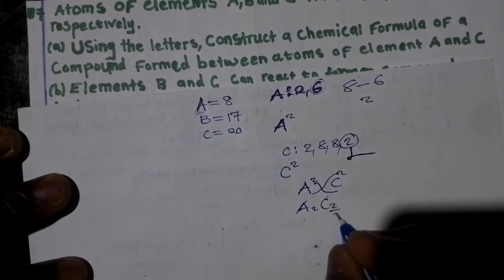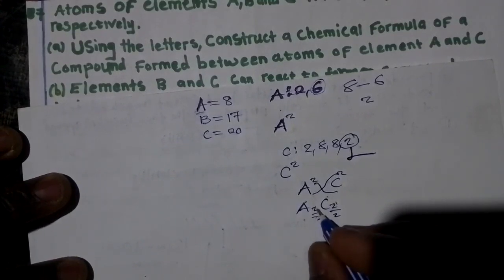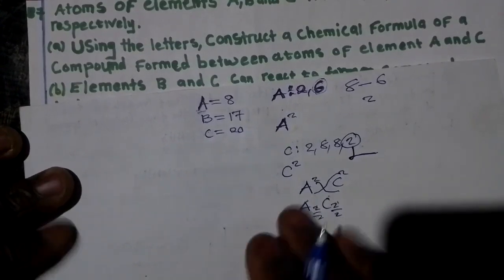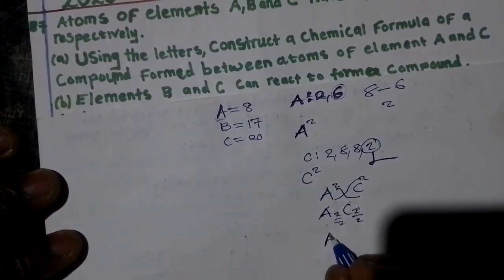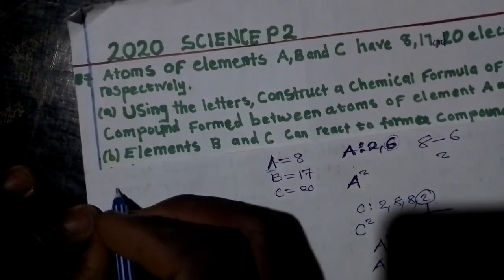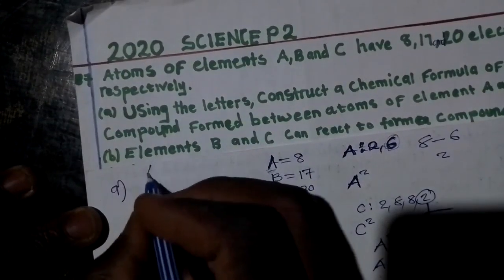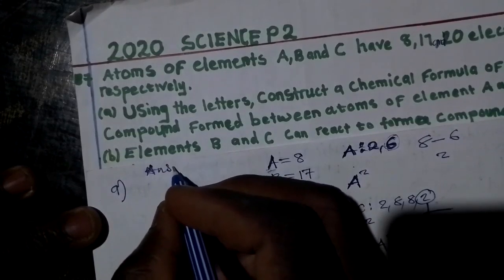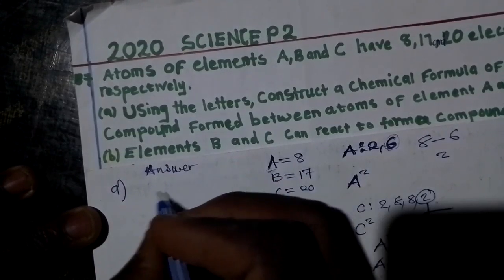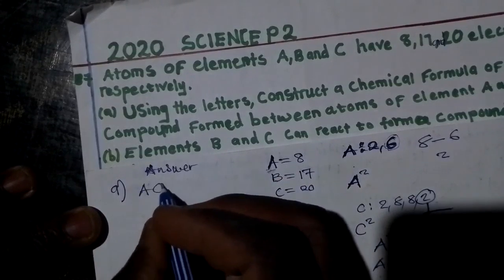So they are going to be like 2A, 2C. Then from there, you look for the common denominator here, which is 2. So 2 into 2, we are going to get 1. Then 2 into 2, we are going to get 1. As the result, the chemical formula of AC is going to be AC itself. So for question A, I'm going to say AC.